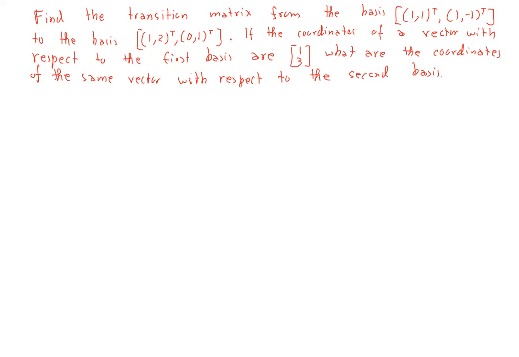Okay, so let's try to explain everything in detail here. Let's call this basis U, and this is V. Which means that the matrix U that gives you the transition from the basis U to the standard basis will be 1, 1, 1, negative 1.